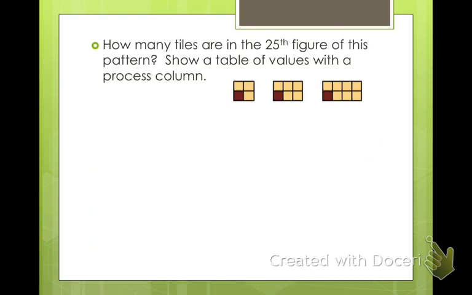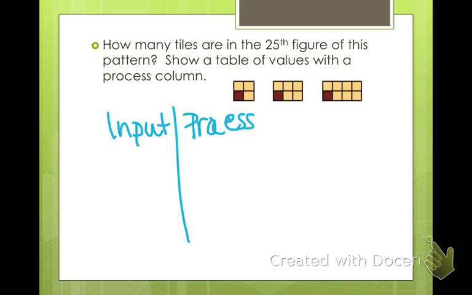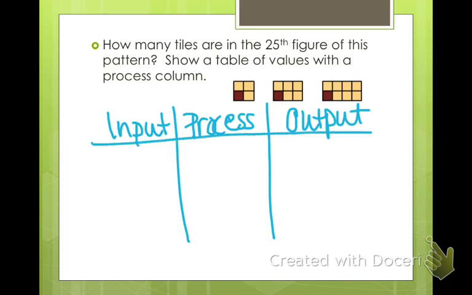Alright, so here's another one. So it asks how many tiles are on the 25th figure of this pattern. Show a table of values with a process column. I want you to go ahead and pause here after you make a process column. So you're going to have your input, your process, and then your output. So go ahead and pause. See if you can figure out the pattern here.